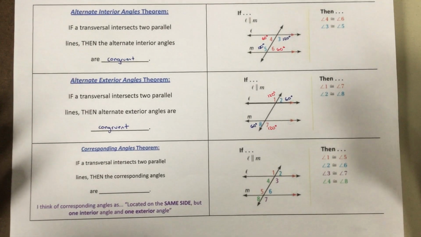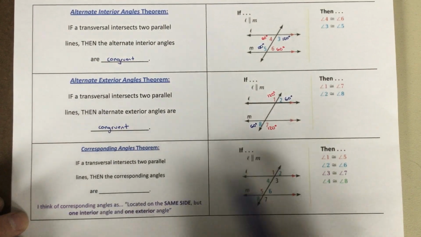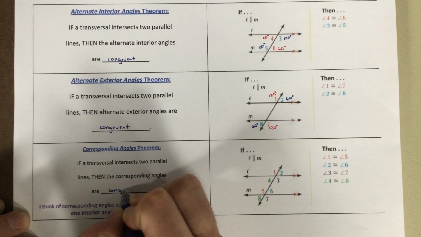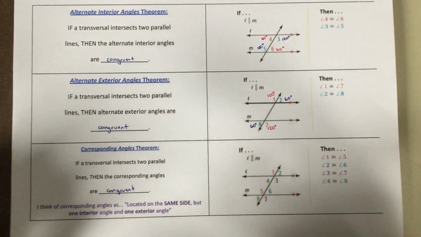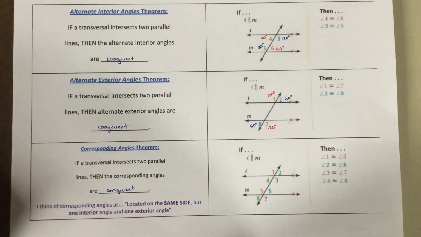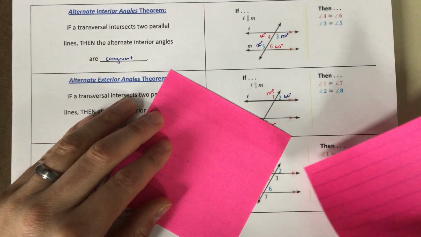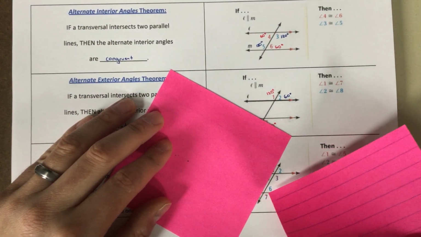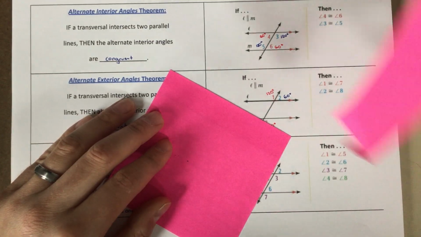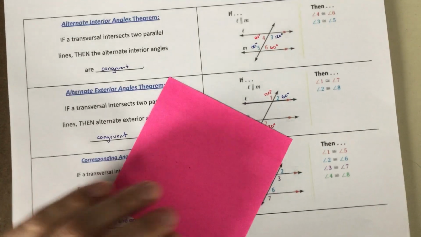Corresponding angles. This is the one that I find is the hardest to remember. If a transversal intersects two parallel lines, then the corresponding angles will be congruent. I like to remember this one as located on the same side of our transversal, but one interior and one exterior. So let's just take a look. I can see that 2 is on the exterior, 6 is in the interior. So 1 is on the outside, 1 is on the inside, on the same side of our transversal. So we call that corresponding.